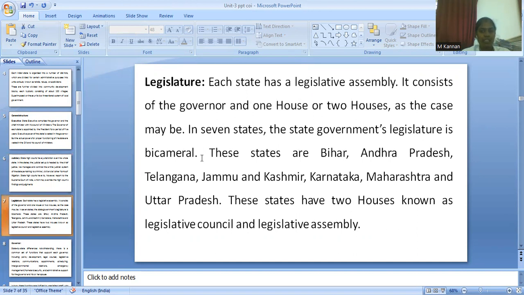Then regarding legislature, it consists of the governor and one house or two houses, as the case may be. According to the state's condition, there may be one house or two houses. Some of the states have two houses. The states are Bihar, Andhra Pradesh, Telangana, Jammu and Kashmir, Karnataka, and Maharashtra.